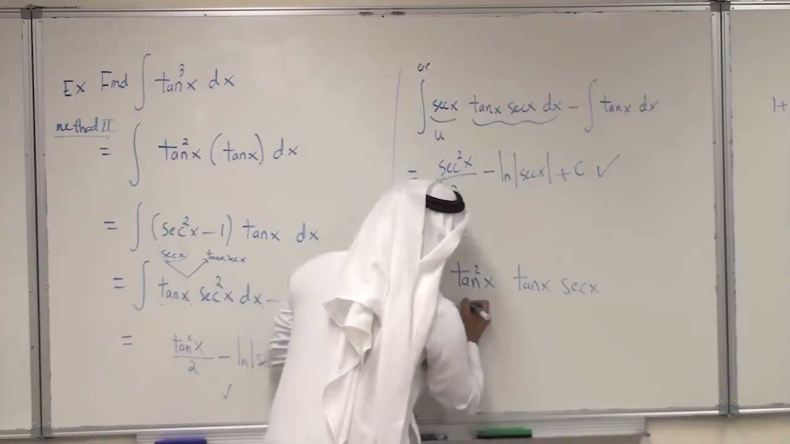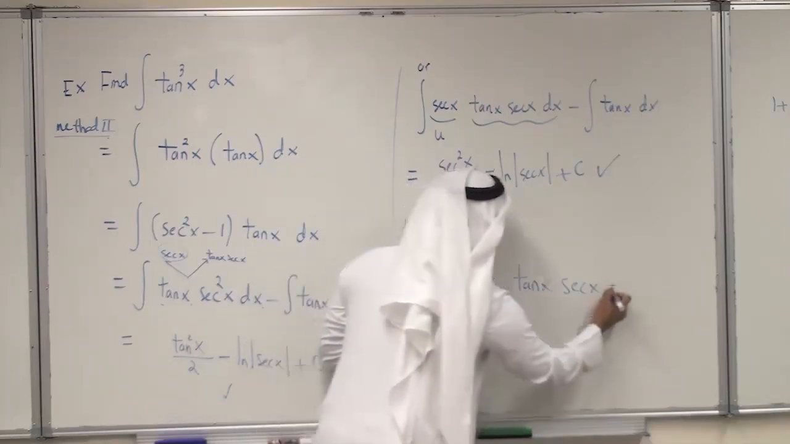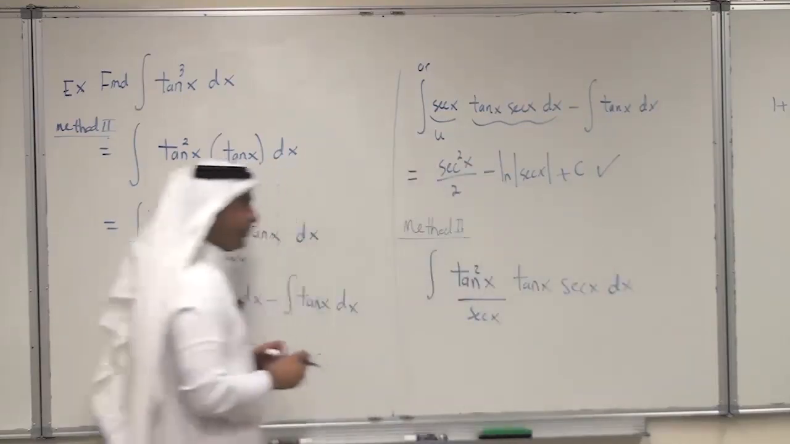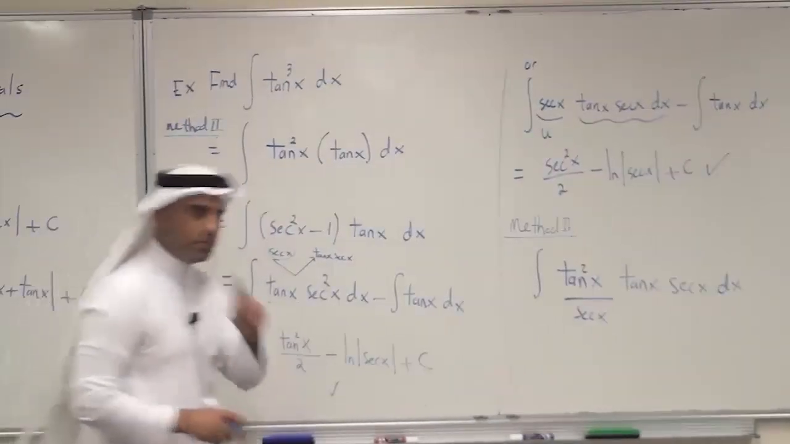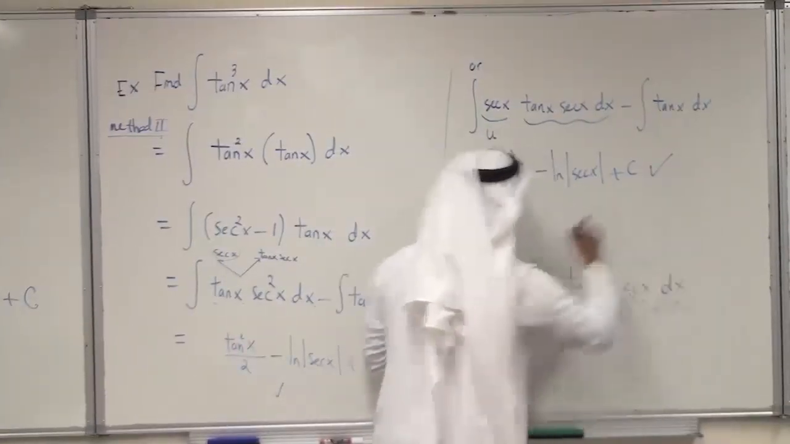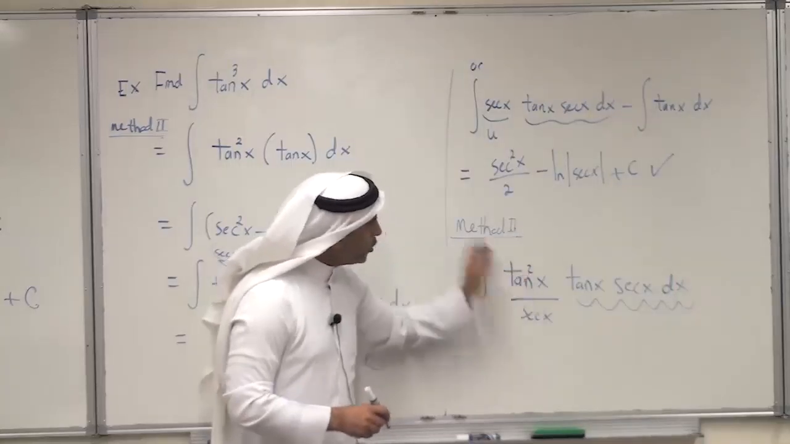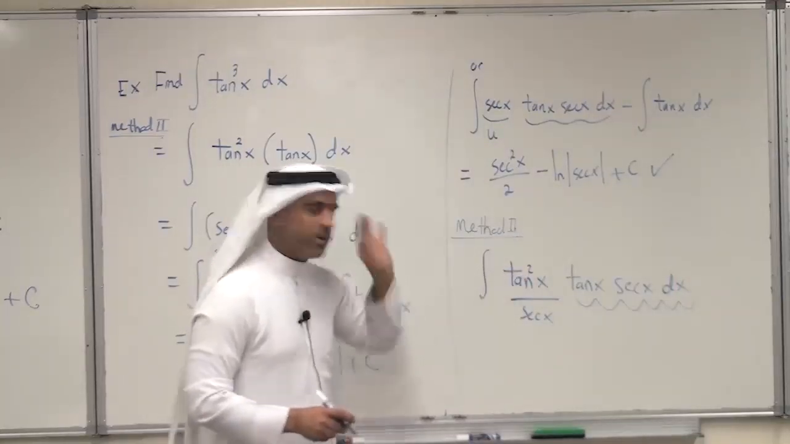So everything divided by what? Secant of x dx. Fine. You are trying to save this one. You need to save it to call it du later. So we need to play with the tangent squared. Tangent squared should be written in terms of secant squared. So what do we get then? It will be the following.